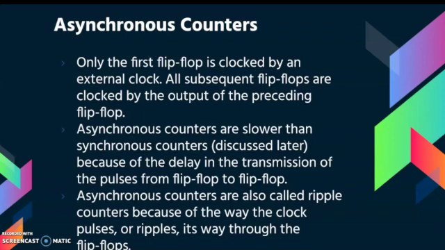Only the first flip-flop in an asynchronous counter is clocked by an external clock. All the subsequent flip-flops are clocked by the output of the preceding flip-flop. Asynchronous counters are slower than synchronous counters, which we'll discuss later, because of the delay in the transmission of the pulses from flip-flop to flip-flop. Asynchronous counters are also called ripple counters because of the way the clock pulse ripples its way through the flip-flops.